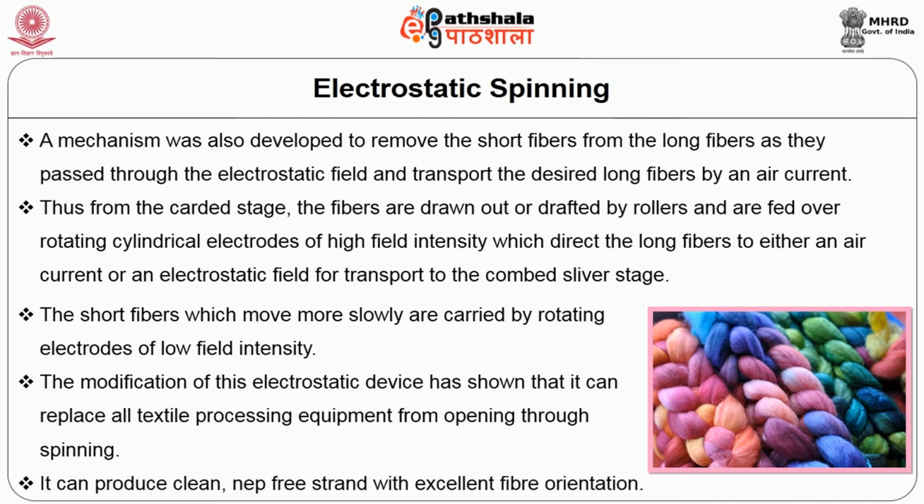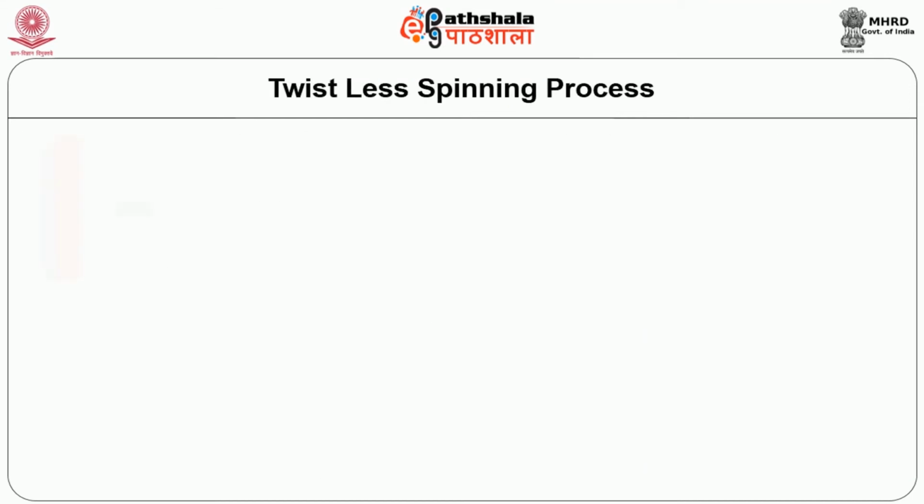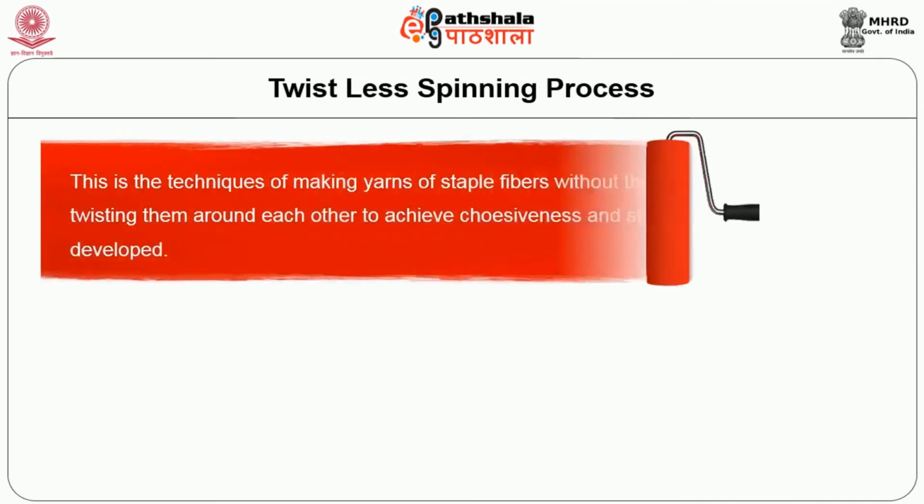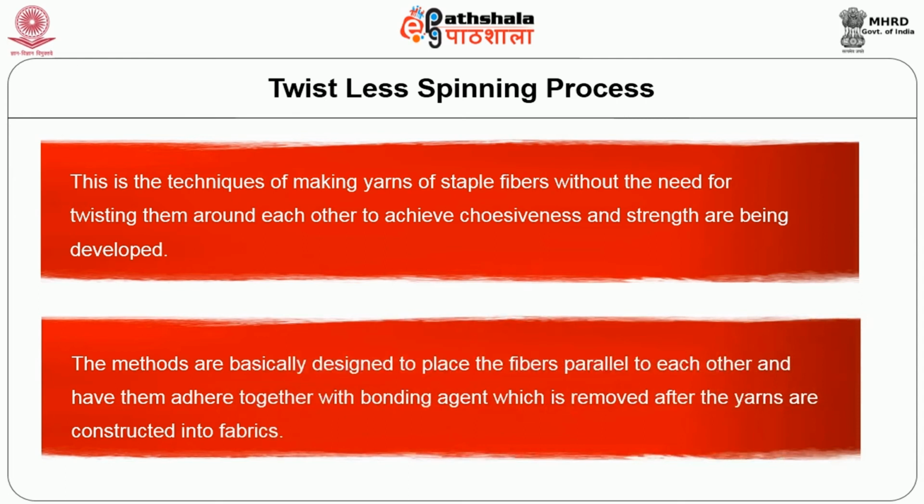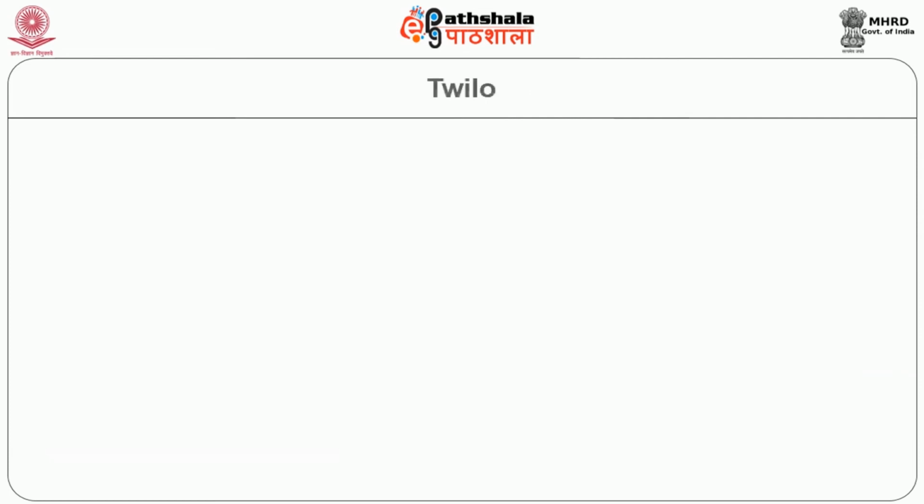Next is the twistless spinning process. Techniques of making yarns of staple fibers without the need of twisting them around each other to achieve cohesiveness and strength are being developed. The methods are basically designed to place the fibers parallel to each other and have them adhere together with a bonding agent, which is removed after the yarns are constructed into fabrics. One such process is twistless spinning.